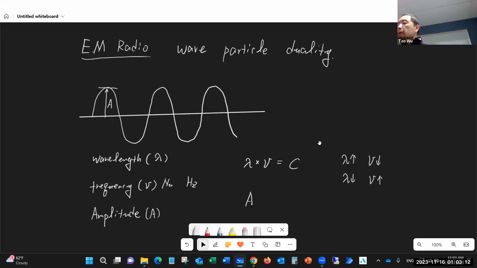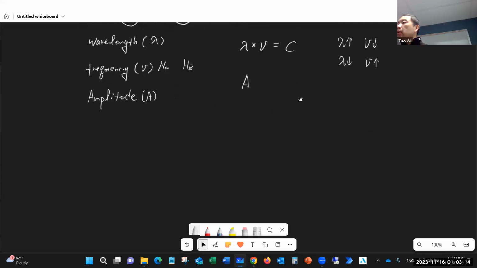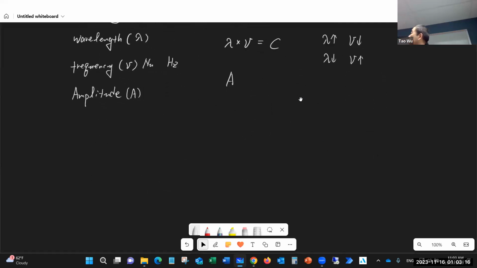And we also talked about a little bit of history, about how people found that visible light is a wave and also a particle, right? So first we talked about Thomas Young, who found that visible light is a wave, based on an experiment. It's called the double slit experiment.